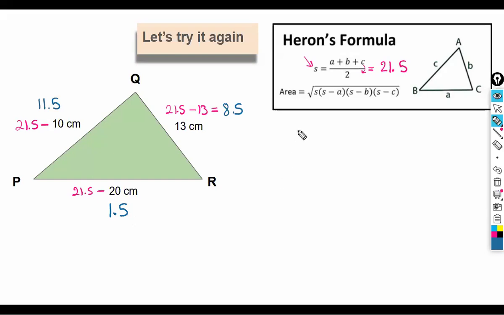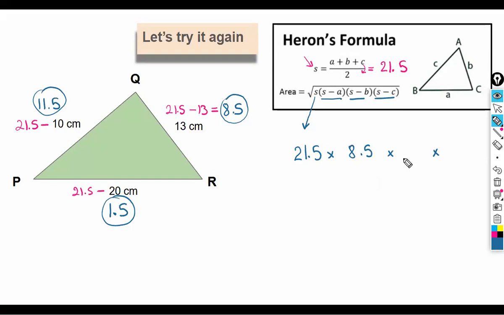Right. So here's what you're going to do now. And I'm using the formula here, right? You're going to take the value of S. Remember, the value of S by itself is 21.5. And then you have to multiply it by those three values. You're putting S first, and then you put these three values, each with a multiply sign. So 8.5, 11.5, and 1.5. Multiply these four values, and when you get it, square root it.